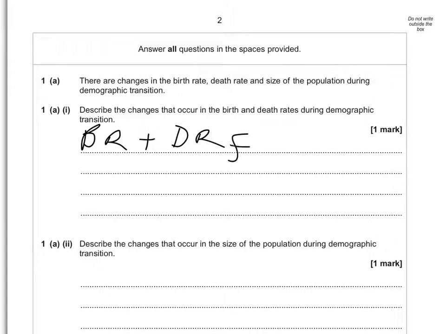But then what happens after that? You can't just say it both falls. You need to then say that it levels out, or it remains stable. Okay, it stabilizes or fluctuates.